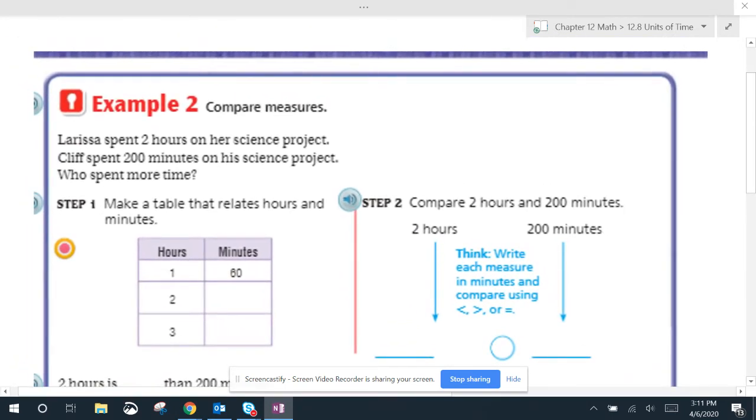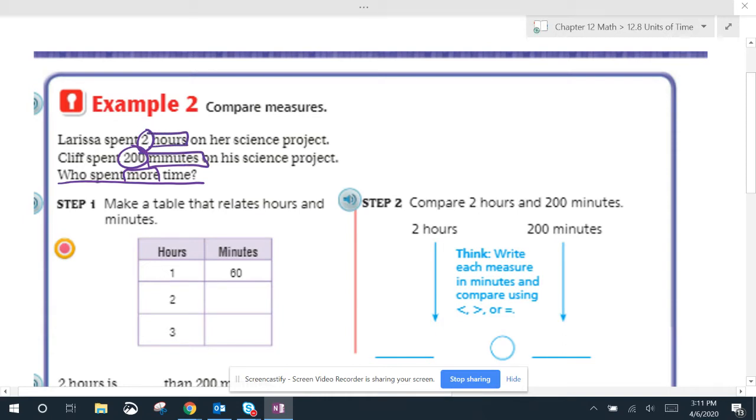Example 2, we're going to be comparing some more measures. Larissa spent 2 hours on her science project. Cliff spent 200 minutes on his science project. Who spent more time? Well, let's find our numbers. We have 2 and 200. Our question is asking who spent more time. I can see more is an important word here. And my units are minutes and hours. So those are our important ones.